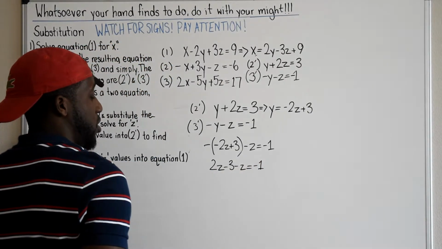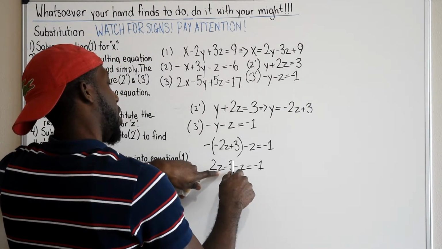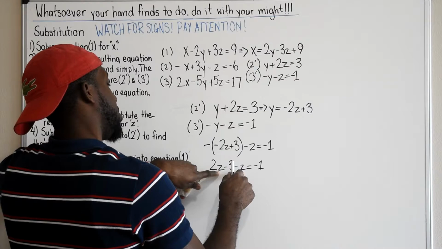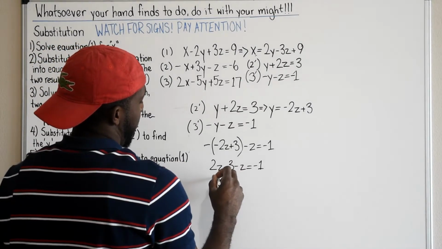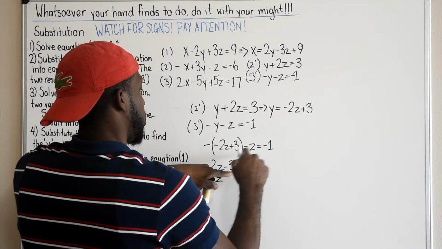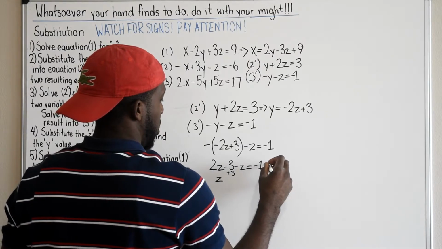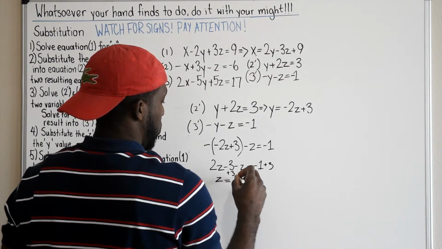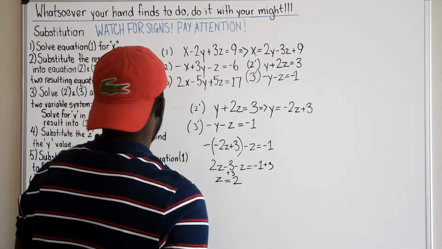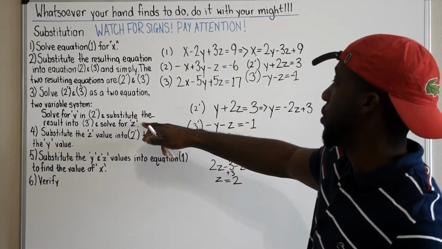And now we're gonna solve for z. So 2z and negative 1z is z. And then we have this negative 3 right here. We're just gonna move it on the other side. So I'm gonna add 3 right here. We're gonna add 3 right here. So we got z equals 2. Okay? So we solve for z.